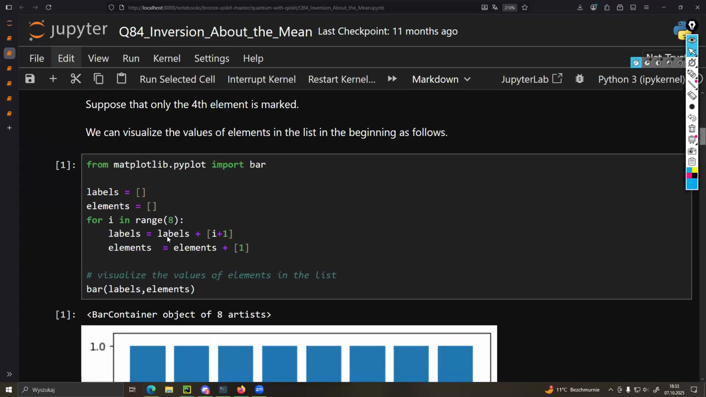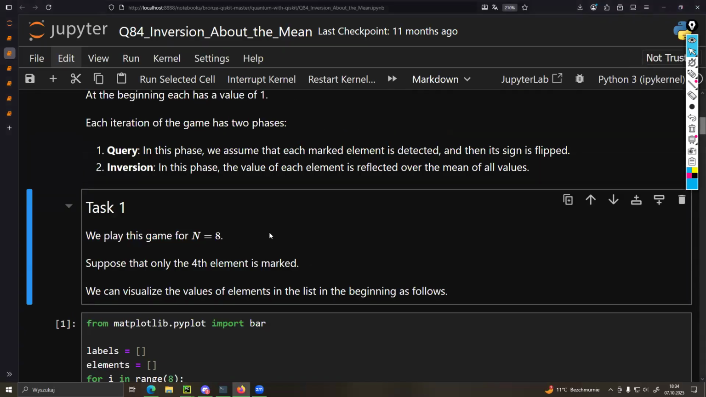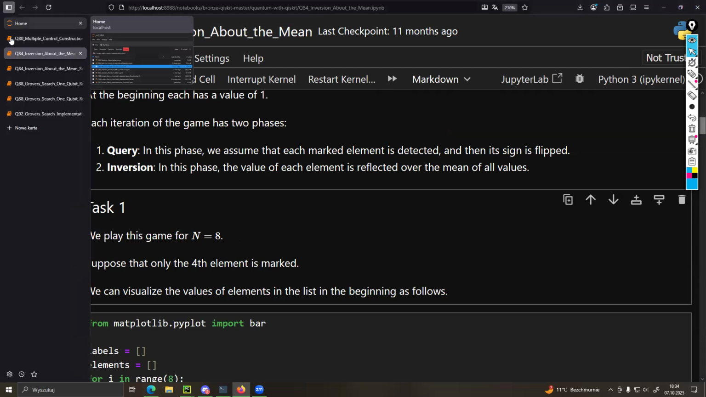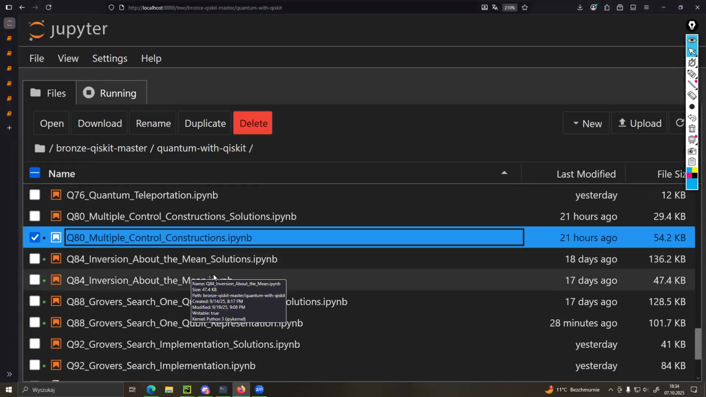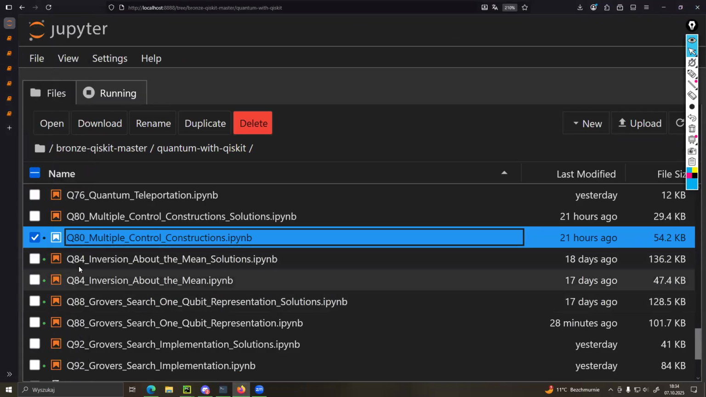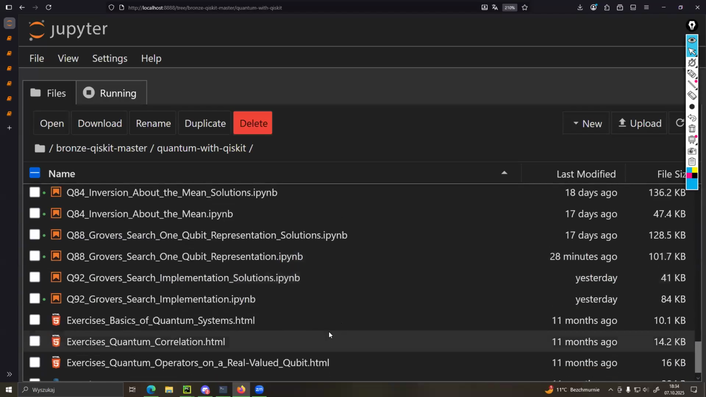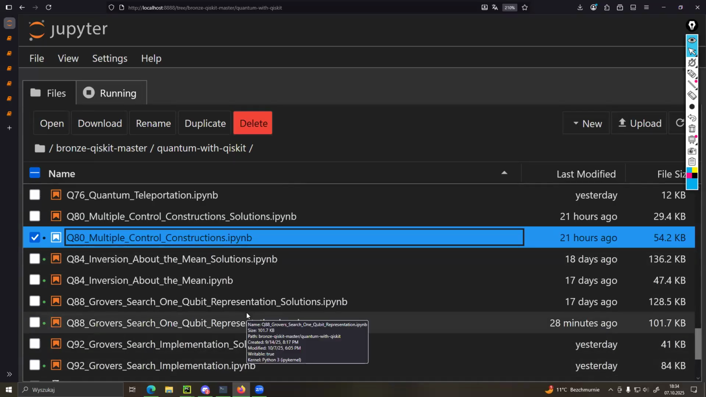So this is what we do. We usually mark, here, for example, we have a task 1. This is also the last thing that I want to mention. The notebooks for today: we mentioned the multiple control constructions, so this is Q80. And then for today, there is notebook Q84, Q88, and Q92. So pretty much the last 3 will be used today.